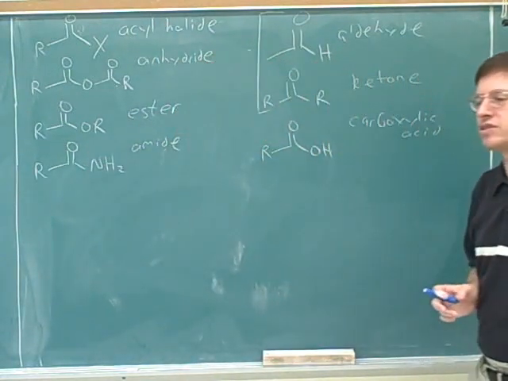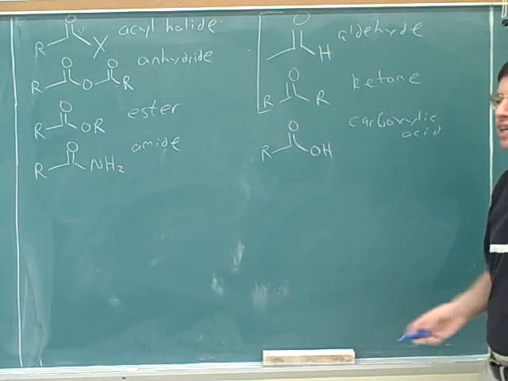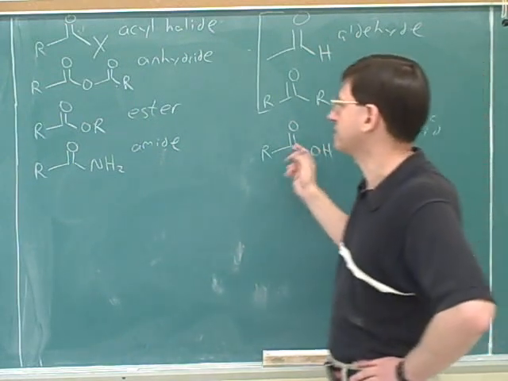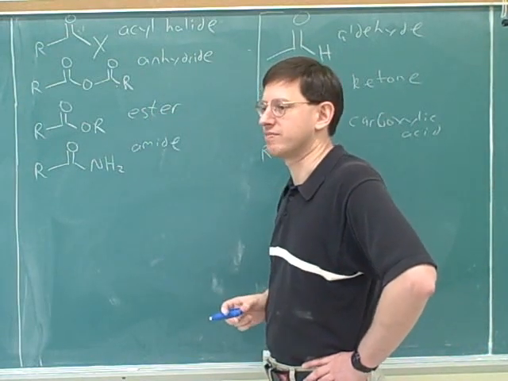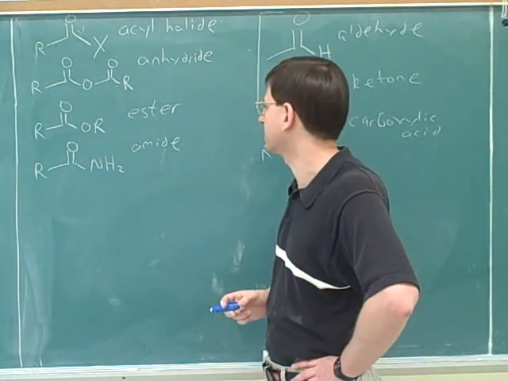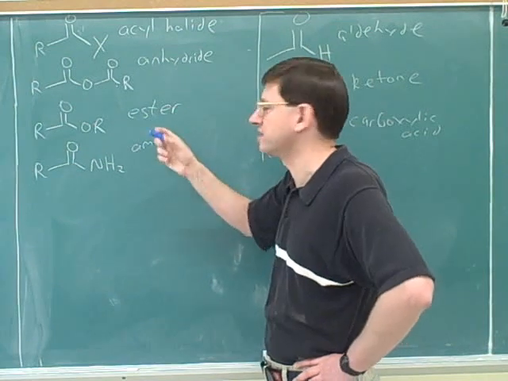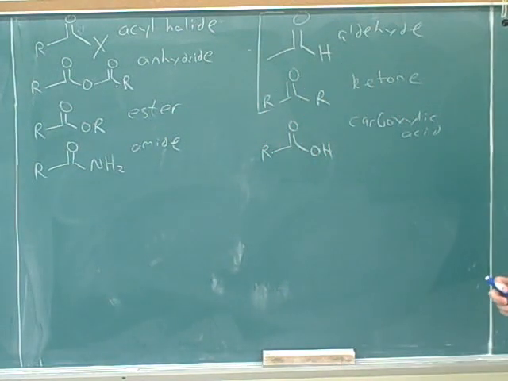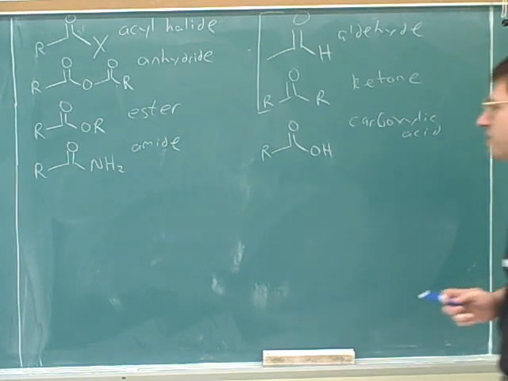Why do we put these into two separate categories? Because they react differently. Aldehydes and ketones tend to go through the same types of reactions, and carboxylic acids and acid derivatives tend to go through the same types of reactions, so it helps to think of them separately. So here's the carboxylic acid and acid derivative category. What's the big difference between them? Why do they go through different types of reactions?